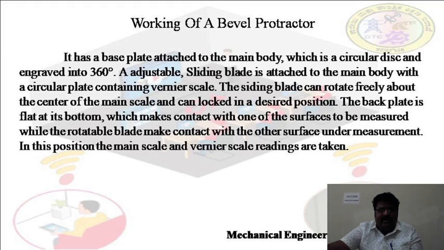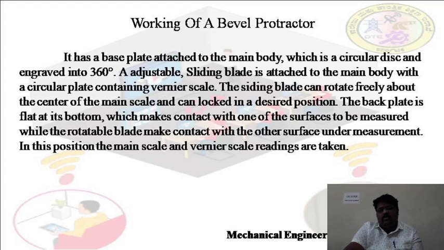The back plate is flat at its bottom, which makes contact with one of the surfaces to be measured, while the rotatable blade makes contact with the other surface under measurement, right? In this position, the main scale and the vernier scale readings are taken. So this is how the measurement is taken by using a bevel protractor. Hope all of you understood the working of a bevel protractor.